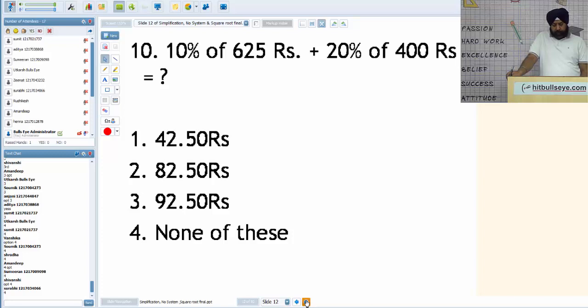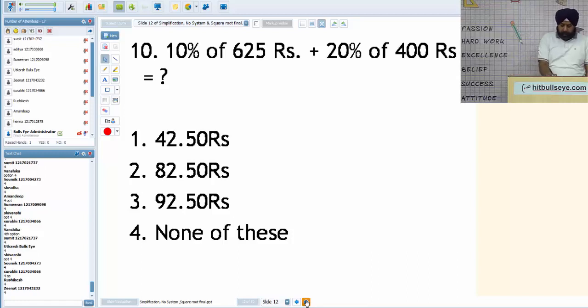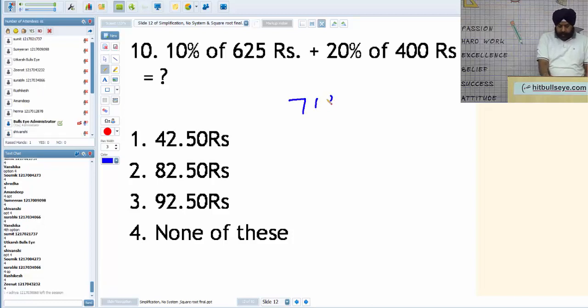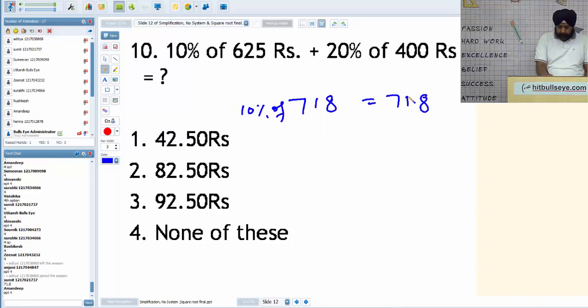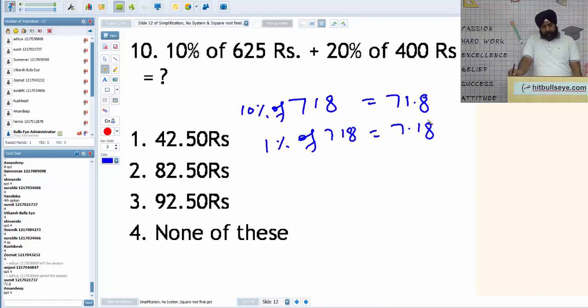10% of 625 plus 20% of 400 is equal to. Quick. Vanshika fourth option, Sumit fourth, Utkarsh fourth option. Anyone else? So I hope all of you are correct. See, that's it, Rishikesh. Absolutely right. Fourth option. See, one important concept is, it is very easy to calculate 1% or 10% of a number. If I ask 10% of 718, it's absolutely 71.8. 1% of 718, I'm giving an example, it's 7.18.